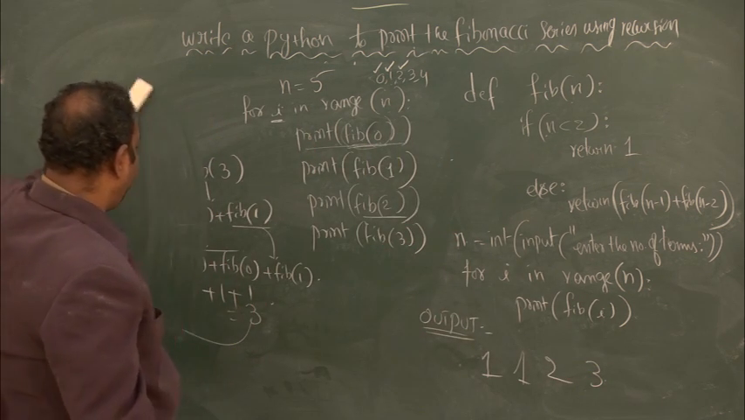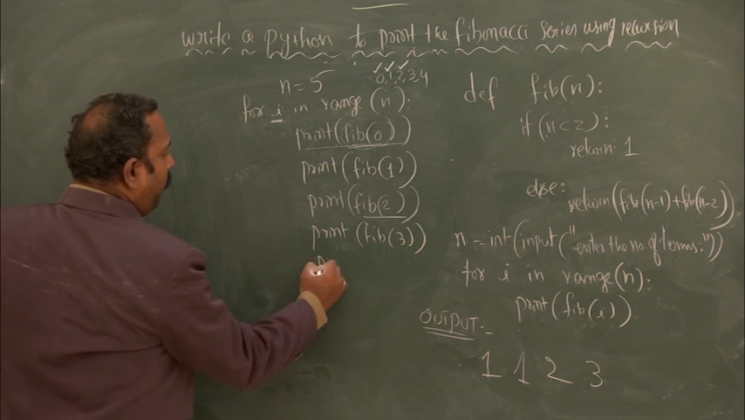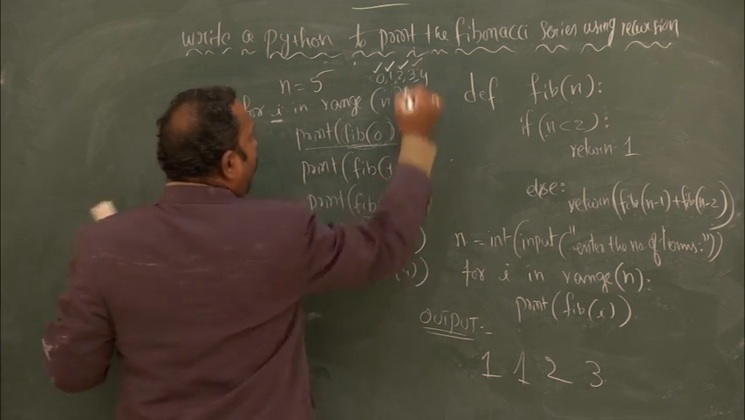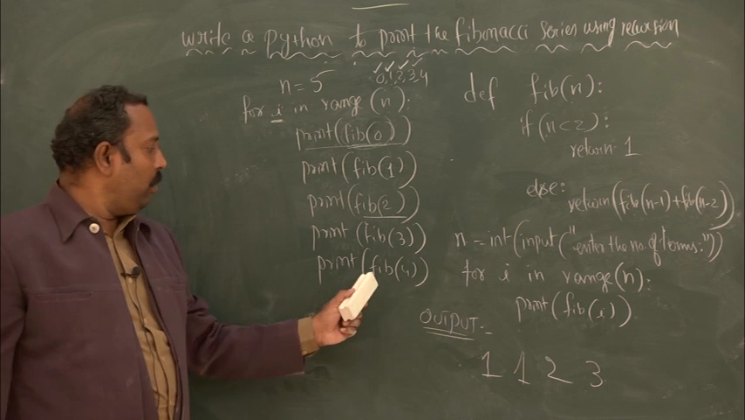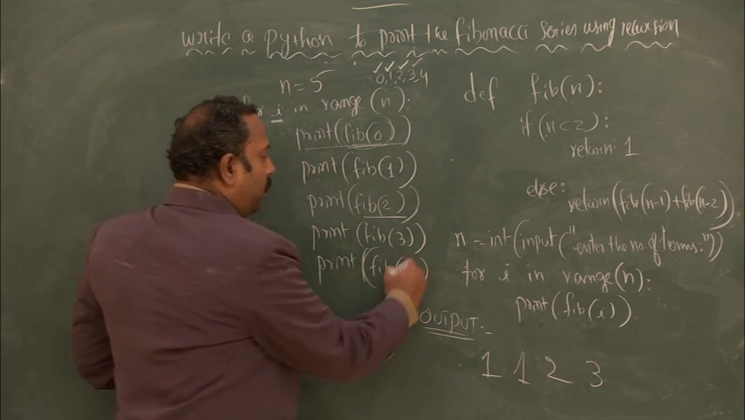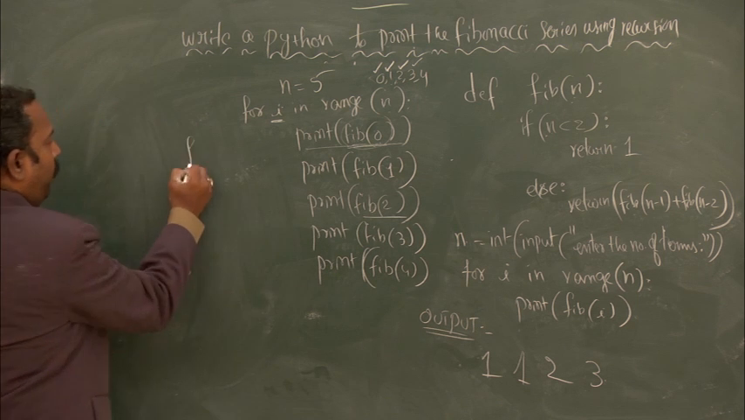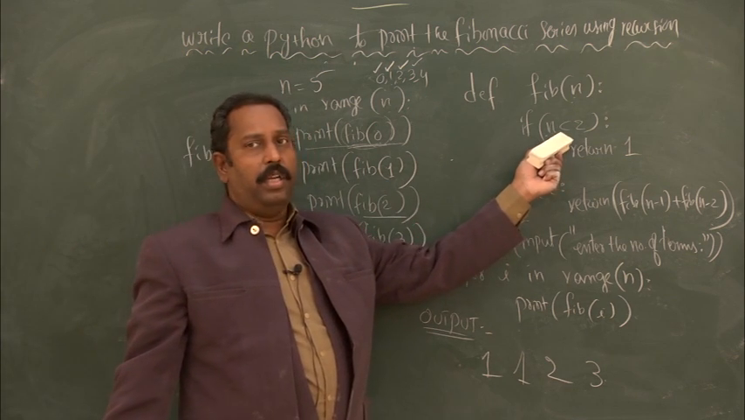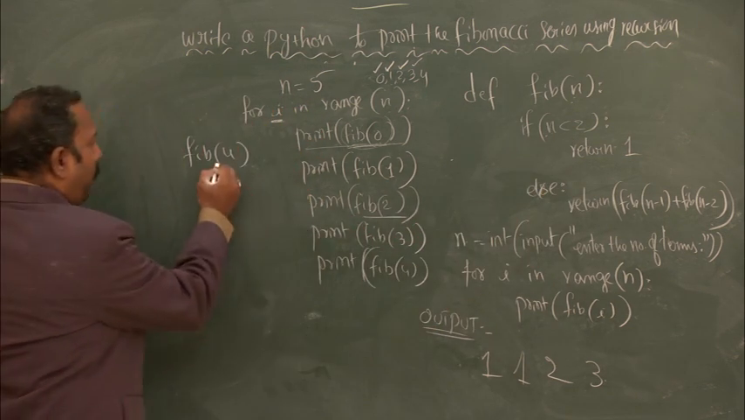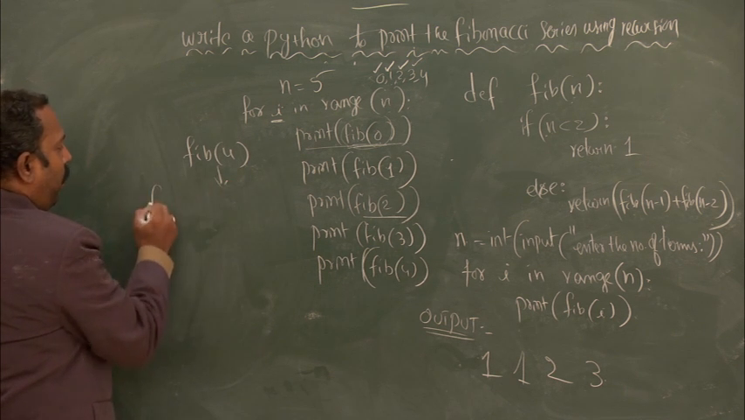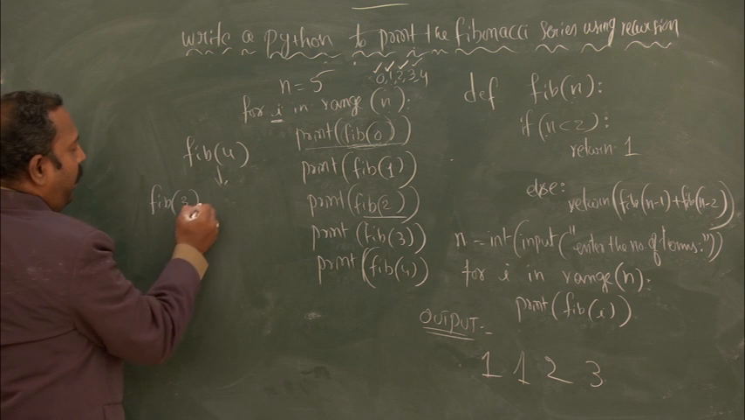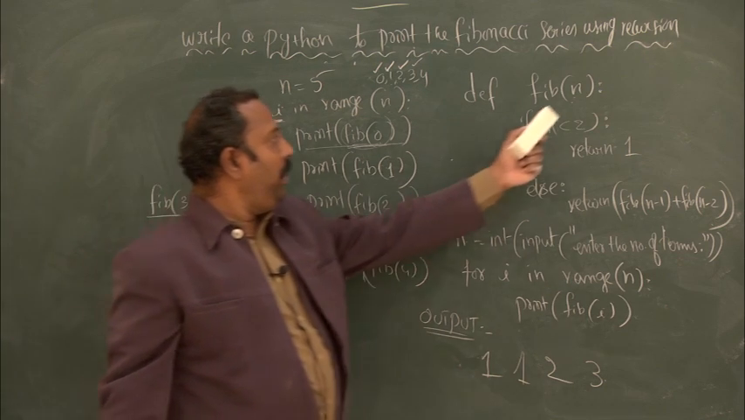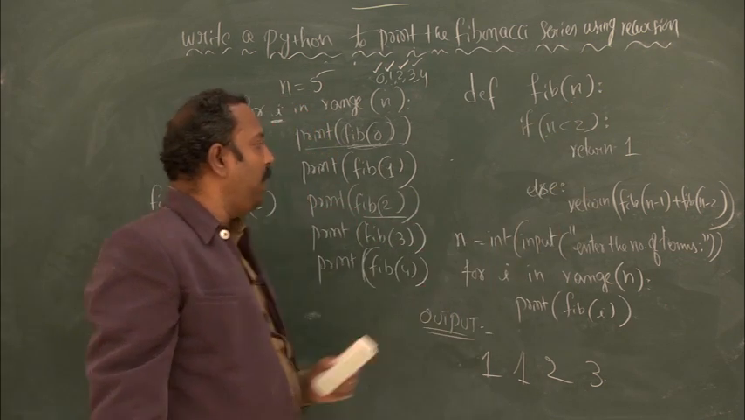Next function call: print fib of 4, because 3 is already completed. Now i gets value 4. So for fib of 4, the control goes here and n gets value 4. 4 less than 2, the condition is false. So it comes to the else case: fib of 4 minus 1, that is 3, plus fib of 4 minus 2, that is 2. Again there is a function call for 3: 3 less than 2, condition false, it comes to the else case.